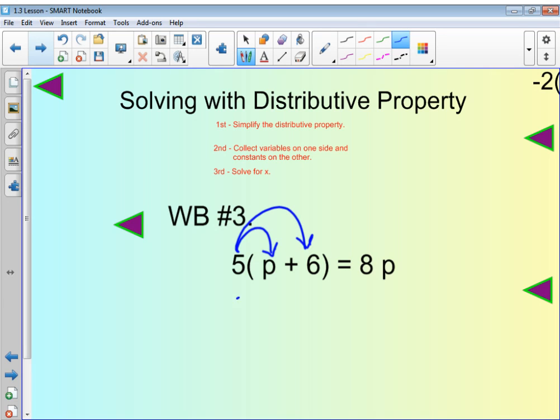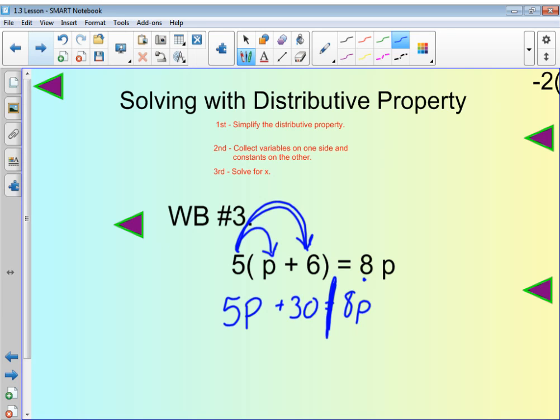So 5 times p is 5p. 5 times 6 is 30. That's a plus, so both of them are plus, so plus 30 equals 8p. Okay, so once again, guys, here's my equal sign. I've already got the p's over here by themselves. I'm not going to shift the 8p to the left side just because that's how I prefer to work with the letters. I'm going to get rid of the 5p.